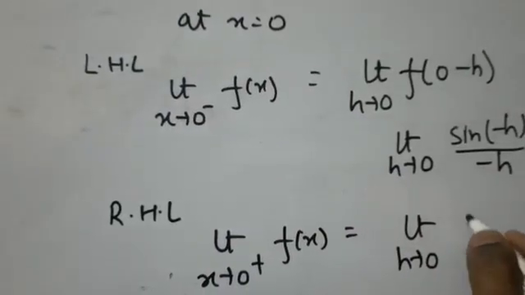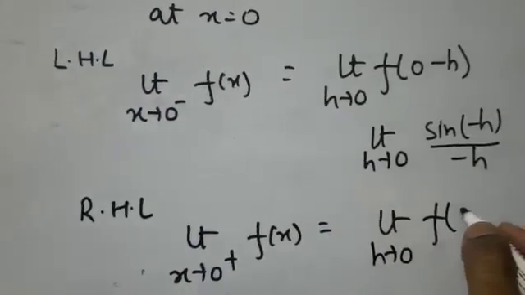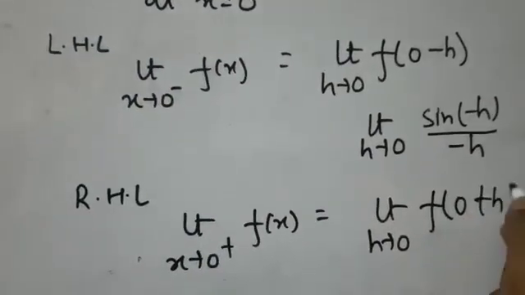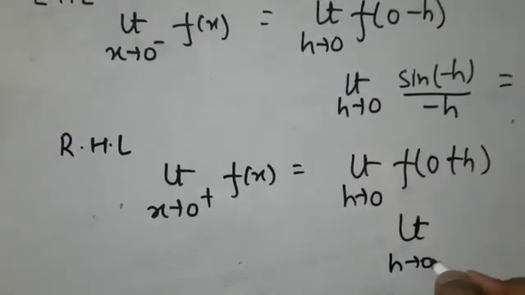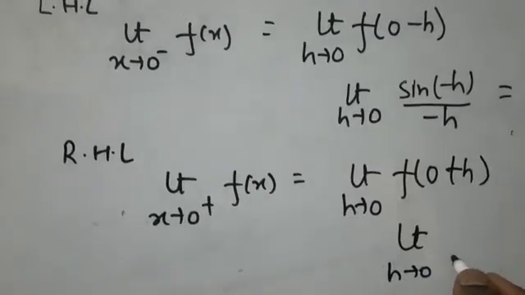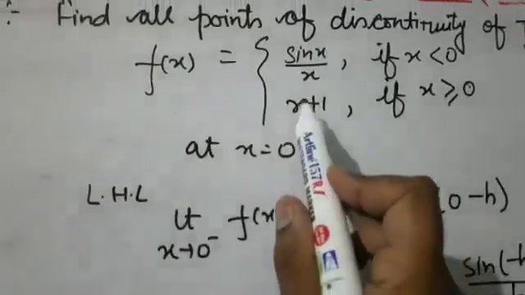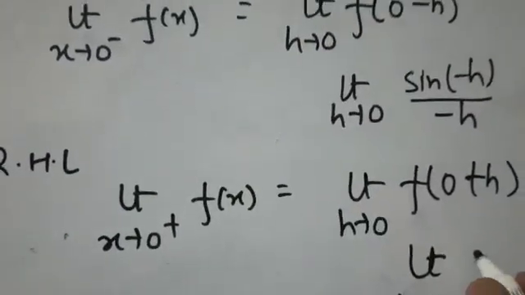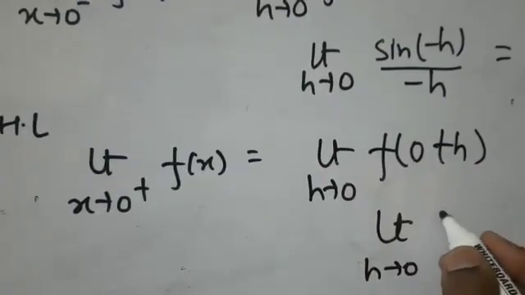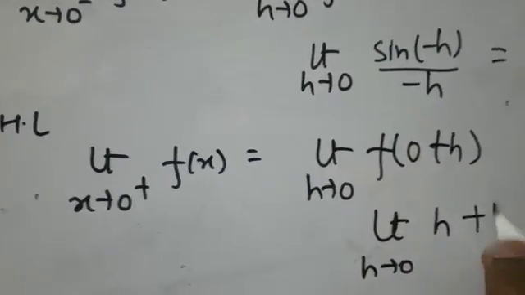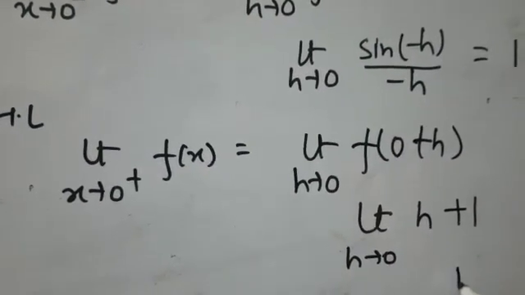h tends to 0 f, and for the right hand limit we have 0 plus h, right? So limit h tends to 0. Now at this point we have our function x plus 1. So in place of x we have 0 plus h, that is h plus 1. On taking the limit we get 1.